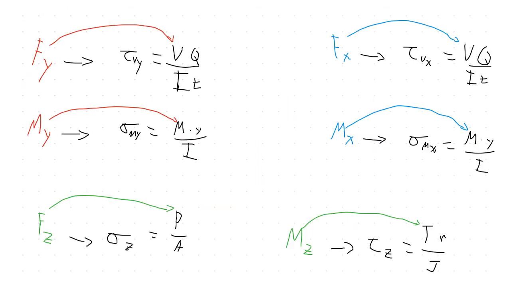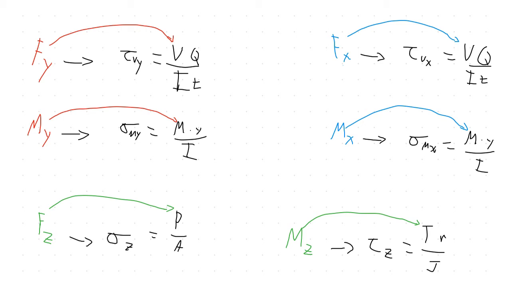And so each force and each moment will cause a single stress each. It may be a normal stress, it may be a shear stress, but it's always one-to-one. And I've labeled them here, and what their forces or what their moments are replacing. So in the case of Fy in the top left, we have the horizontal shear VQ over IT. That Fy is going to be replacing that V, and so on.